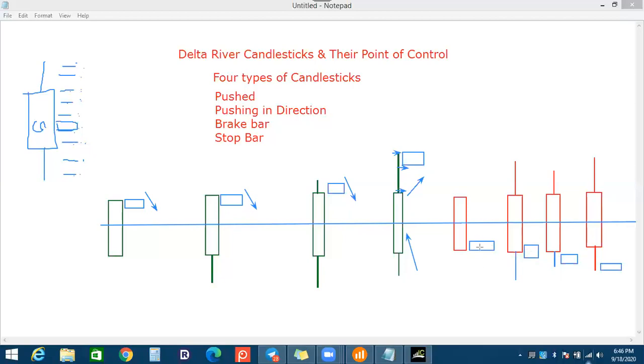So this is a reversal signal, and this is a continuation signal. Okay? Continue. So pushed bar, pushing in direction bar, break bar, stop bar, every candle is clear.